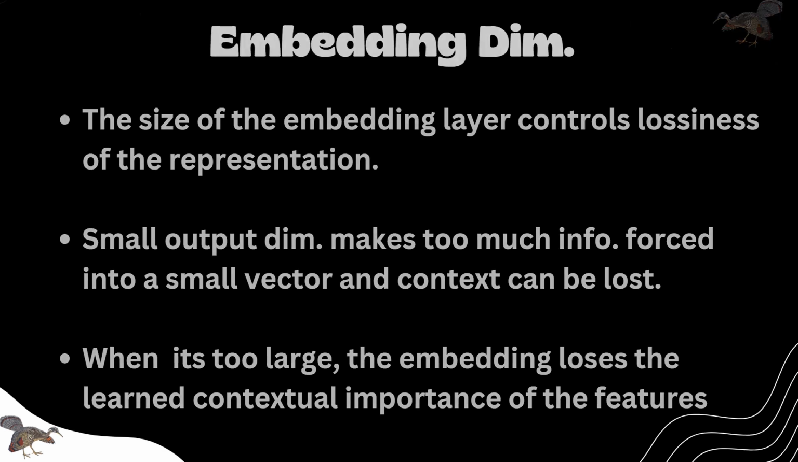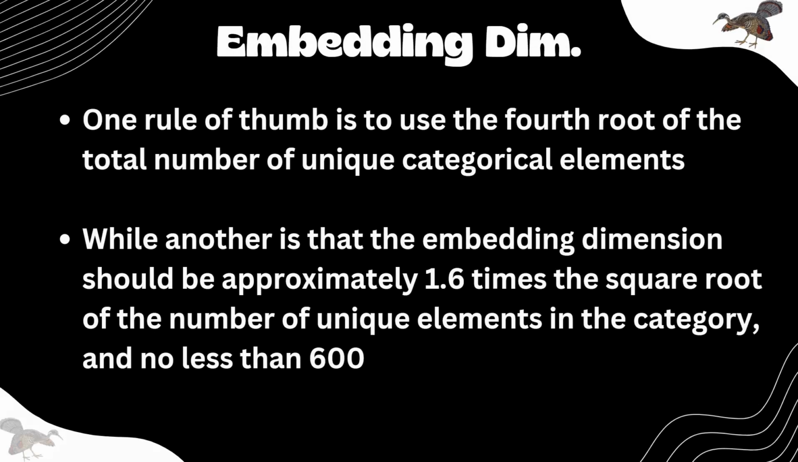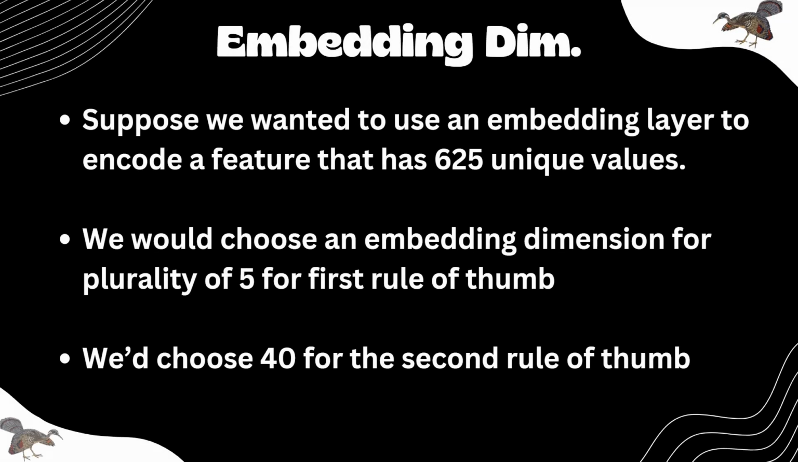The book suggests 2 rules of thumb when choosing the size. Use the fourth root of the number of categories, or use the square root of the number of categories multiplied by 1.6, assuming that categories are more than 600. For example, if a feature has 625 categories, the first method suggests a size of 5. The second method suggests a size of 40. Treat the size as a hyperparameter for your model, and test it between values 5 and 40 in this case, to find the best one.